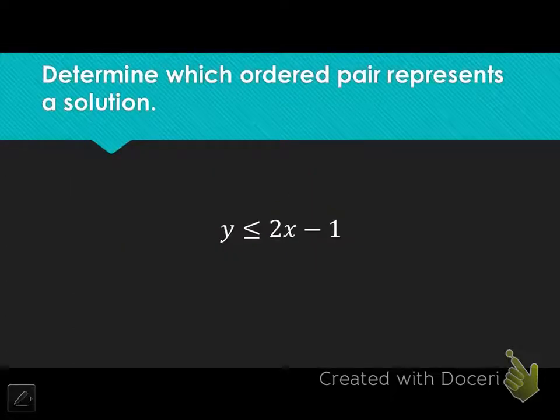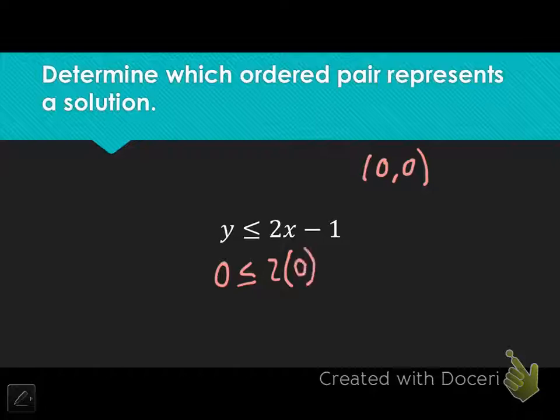Okay, determine which ordered pair represents a solution. Okay, so this one we've got to plug in some more. So let's try 0, 0 again. Normally they would give you a bunch of different options and you could just plug in those points to see. So 0 is less than or equal to 2 times 0 is 0, minus 1 should be negative 1. That's not true. So we know that that one's not going to work.